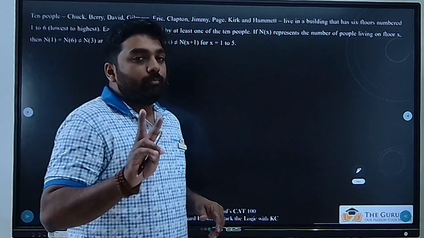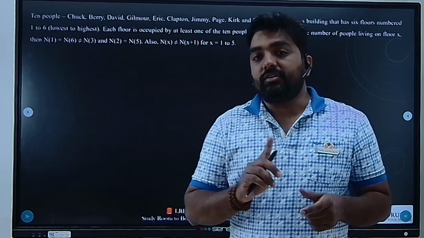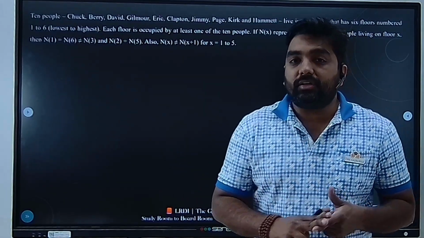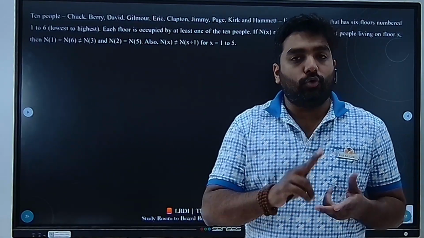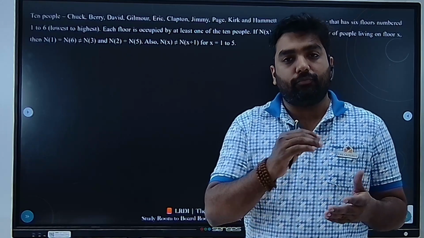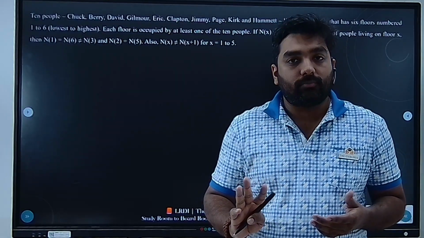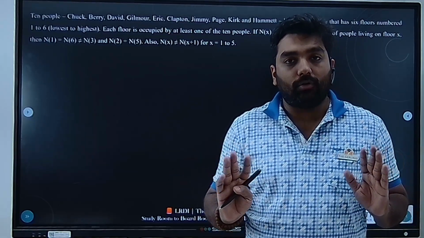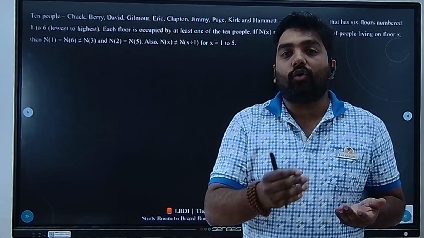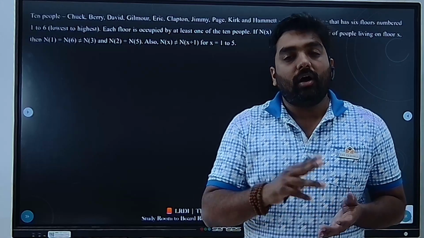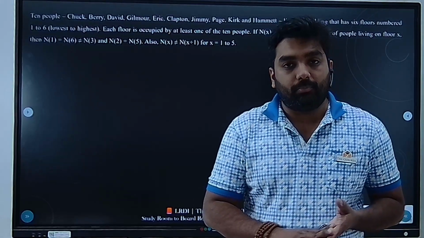So in this question, basically we need to do two things. First thing, we need to observe how many people are sitting on each floor. So floor 1 has how many people? Floor 2, floor 3, 4, 5, 6. Second thing, who are sitting on those floors? These are two different things we need to solve. So first let's start with how many people are sitting on each floor. After that we'll come back to who are those people.